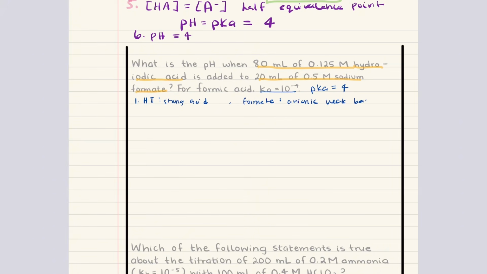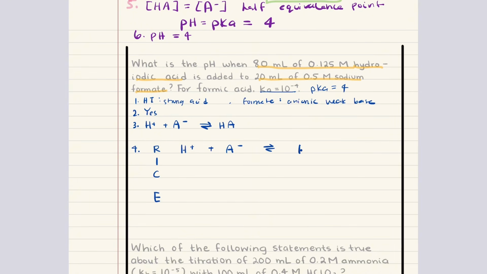Step 2, we want to decide if this is a neutralization reaction. Yes, because there is a strong partner present. So we can treat the mixing as a neutralization. Step 3, we write the net ionic equation. A strong acid with a weak base anion is written as H plus plus A minus, the conjugate base. That gives us the weak acid HA. Now we move into step 4.